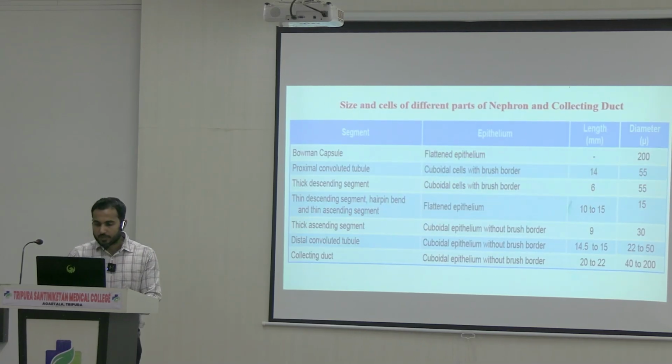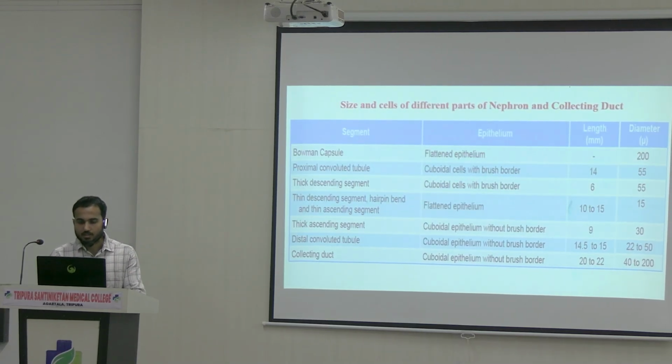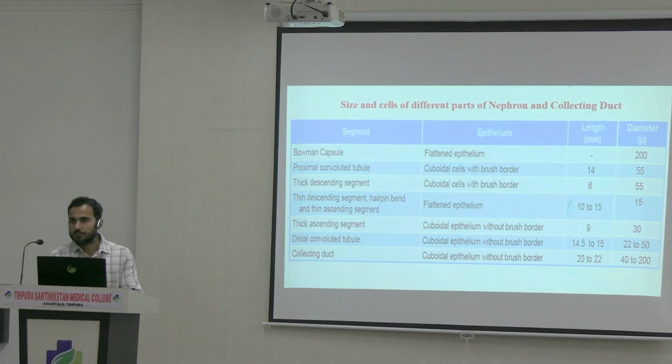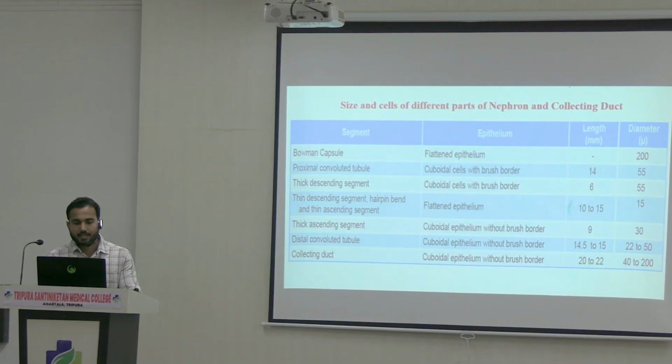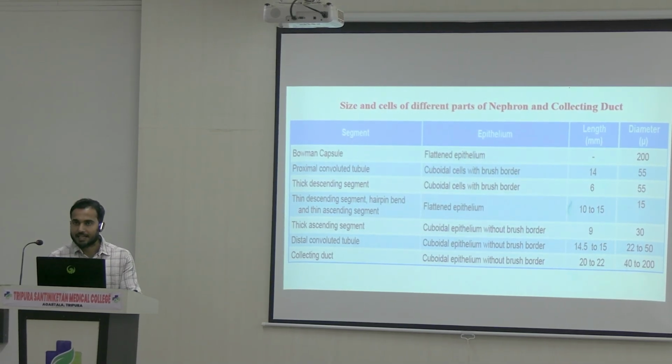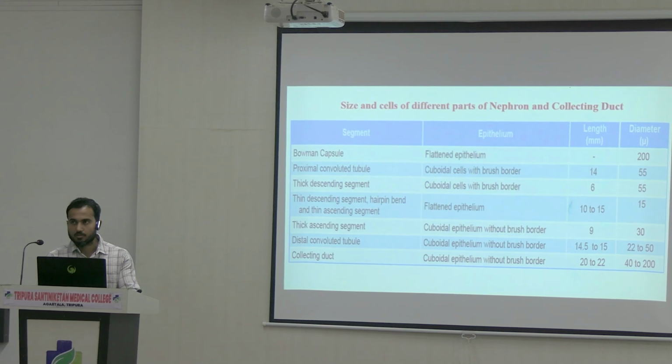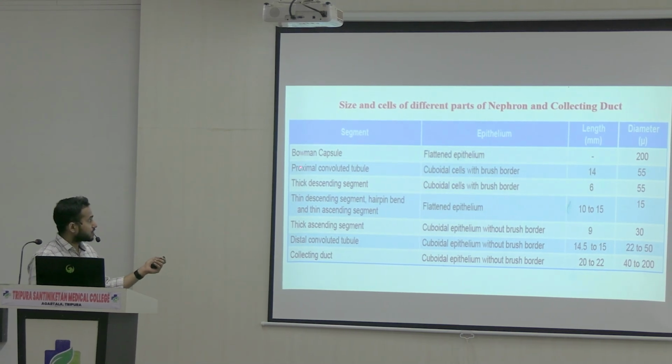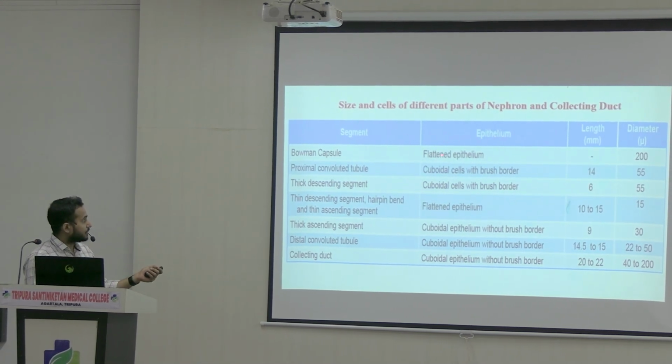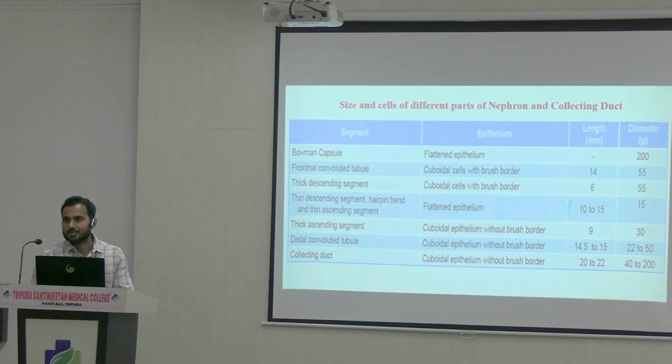Next, this is a comparison chart where you can see the lining epithelium present at various segments, the length along with the diameter. First you can see the Bowman's capsule, where flattened epithelium are present, and along with that another special type of cells are also present, called podocytes.